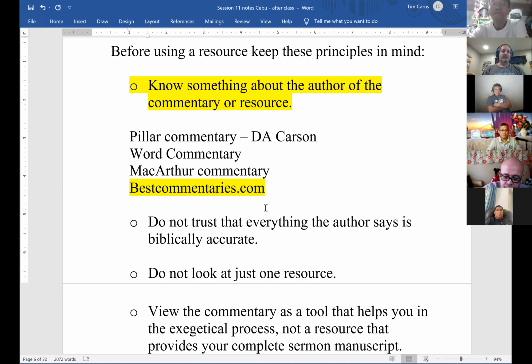But what you could do is type Psalm 99 D.A. Carson, or Psalm 99 Steve Lawson, Psalm 99 Dr. William Barrick. If you know guys that you trust, you could type in that passage with their name, and maybe something will pop up from them. Okay? Long answer to a short question.